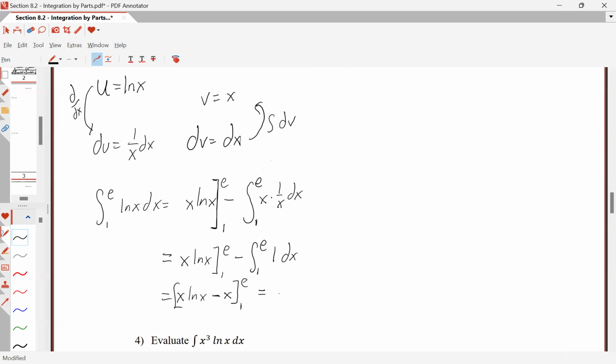Plugging in our bounds, we get e natural log of e minus e, minus 1 natural log of 1 minus 1. E natural log of e is e, minus the natural log of 1 is 0, giving this whole expression evaluating out to just 1. Now, natural log problems, really nice.